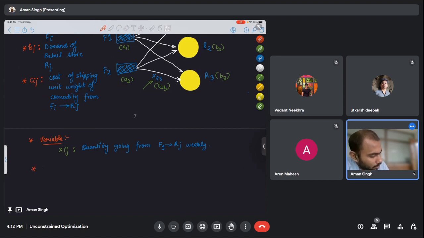Now, second is the objective. What is the objective? So this is where it is different from the previous problem. Here the objective is based on the cost of the road. So for unit capacity, the cost is Cij. For the ith plant and jth retail store, the cost for one unit is Cij, and you're transporting Xij amount, and you are doing it for all i and j. So you sum it up. So this is the objective function. We call this the total cost.